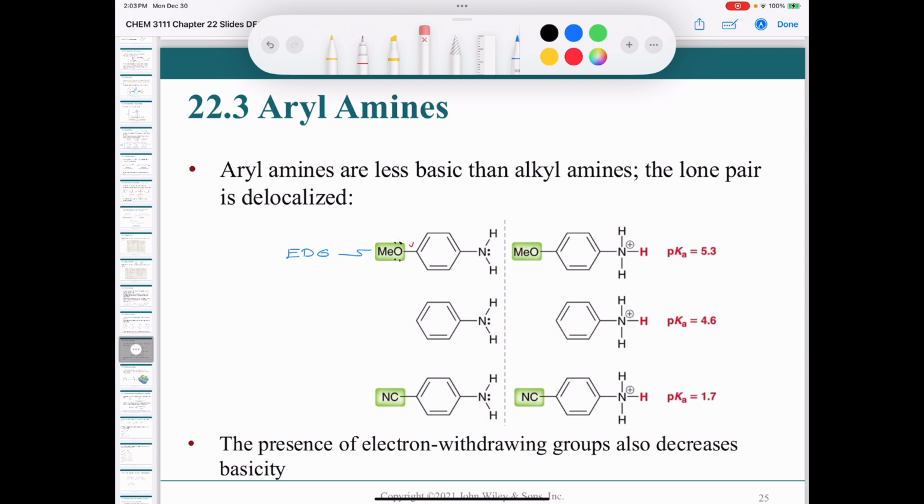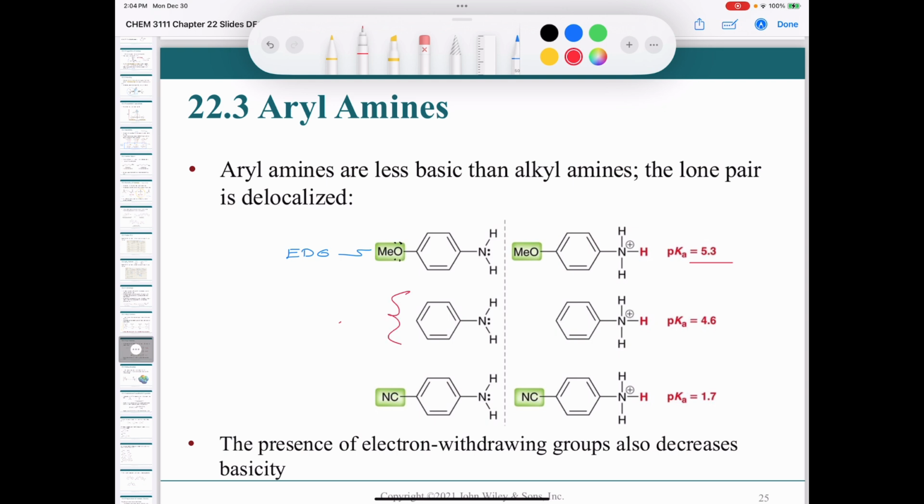And so you see that this lone pair in the paramethoxy aniline is going to be more basic. And so if it's a stronger base than aniline, it's going to produce a weaker acid. And we see that because we see a higher pKa, right? This is aniline right here.